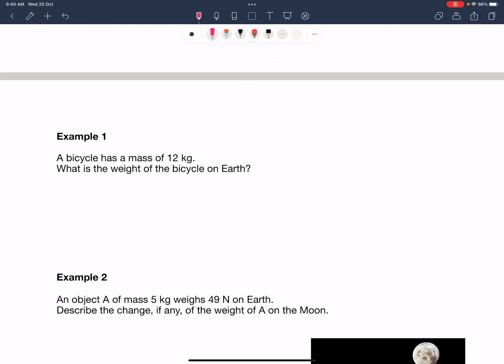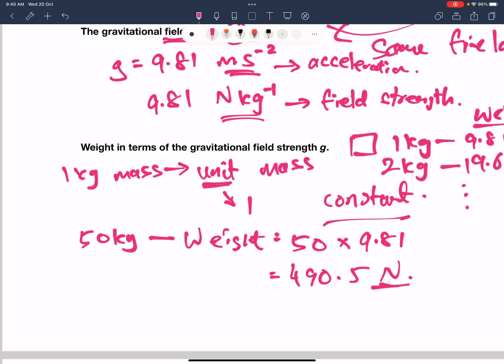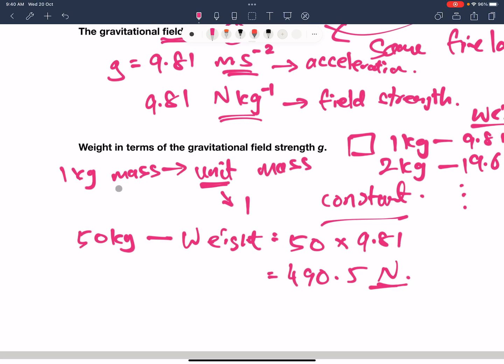Right, let's do some simple calculation example. A bicycle has a mass of 12 kilogram. What is the weight of the bicycle on Earth? So we have this formula, W equals mg. That comes from here, right? For every 1 kilogram, you have a weight of 9.81.